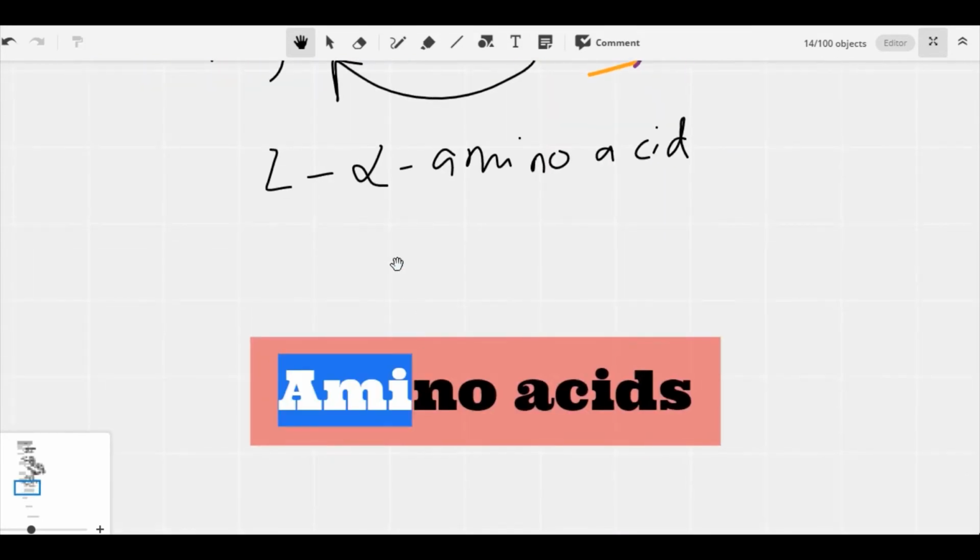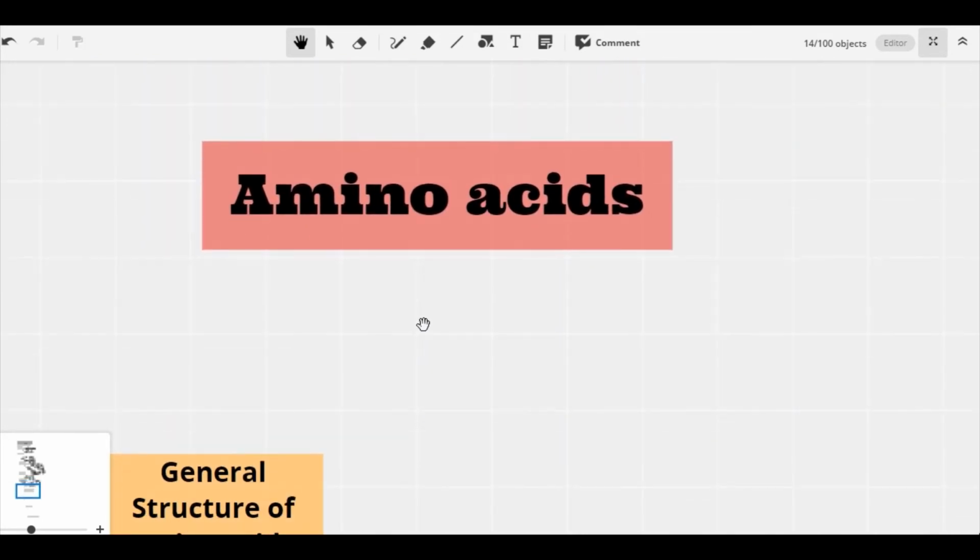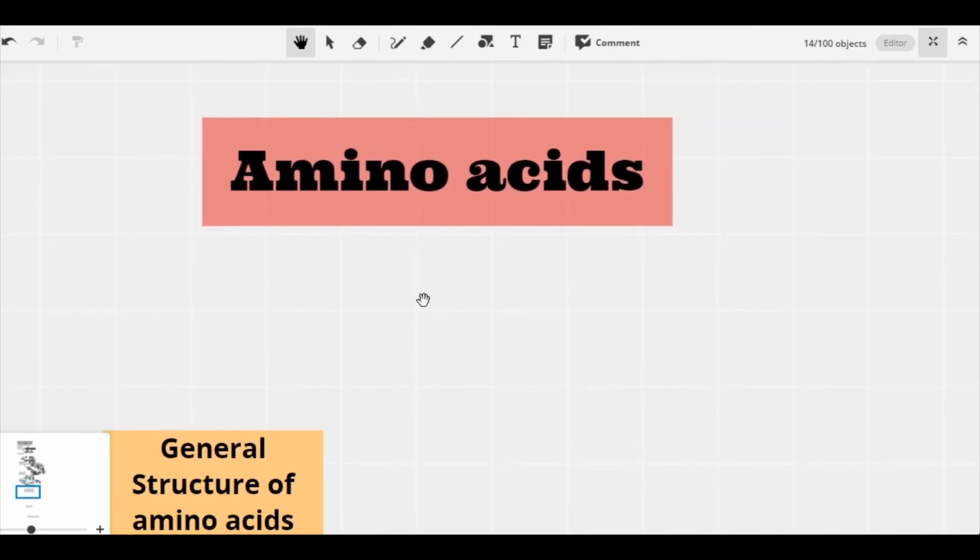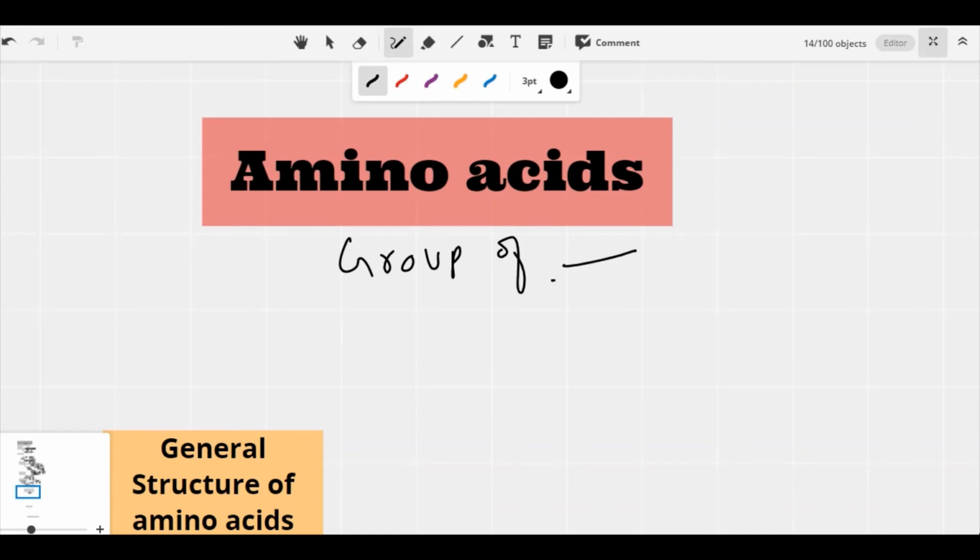Okay, now the question is what is meant by amino acids or what are the amino acids. So remember, amino acids are a group of organic compounds having 2 functional groups. One is the amino functional group and the other one is the carboxyl functional group.